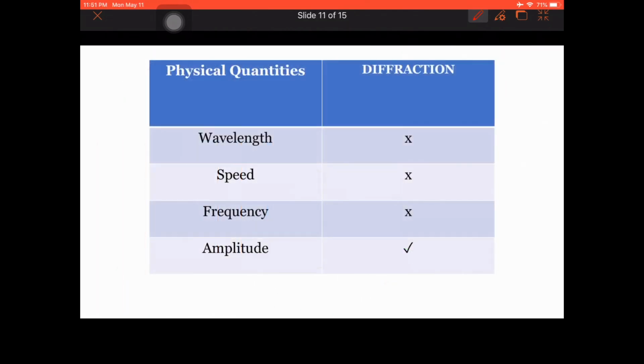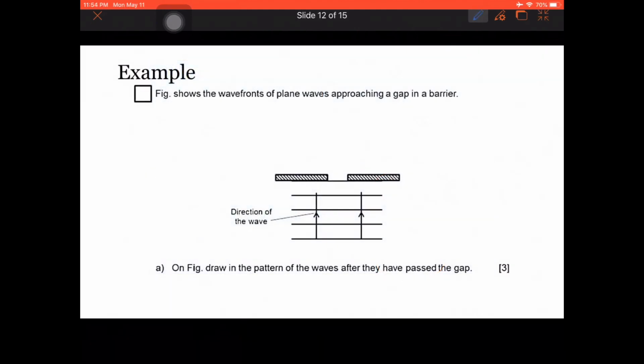Now you have to remember that the wavelength, speed, and frequency of the wave do not change as it goes through a gap, since the waves use the same medium. Only the amplitude decreases. Let's try to solve an example about diffraction.